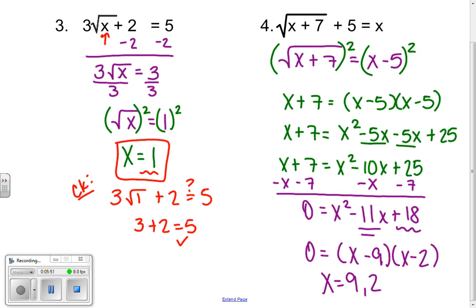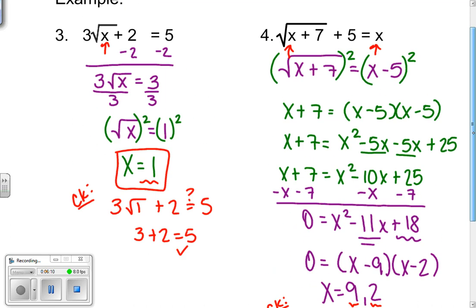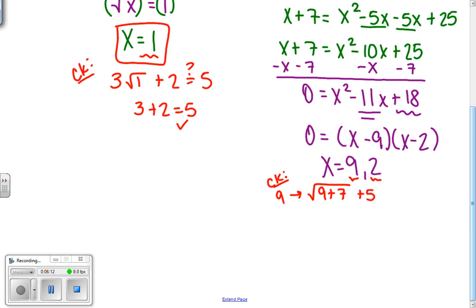You do need to check them both, so I'm going to take a 9 and a 2 and put them in the original equation for x. So that's the square root of x plus 7, plus 5 equals x. When I check the 9, I do the square root of 9 plus 7, plus 5 should equal 9. 9 plus 7 is 16, and the square root of that is 4. 4 plus 5 equals 9. That one's good.